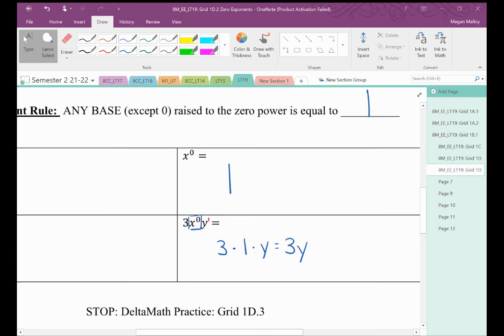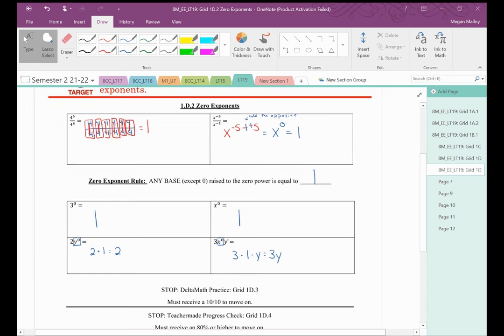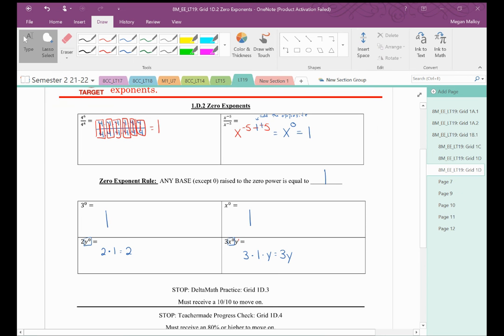And that is our 0 rule, which is kind of neat. 1 million raised to the 0 power is 1. XY raised to the 0 power is 1. Okay? Anything raised to a 0 power is 1.